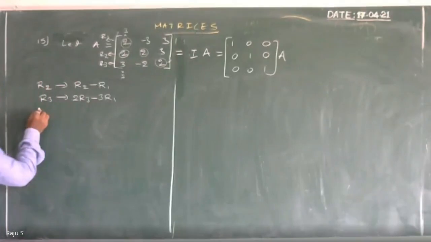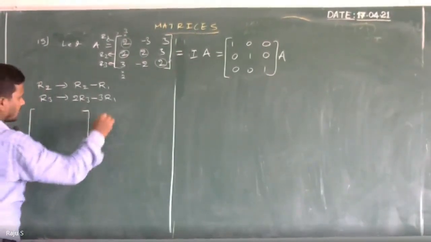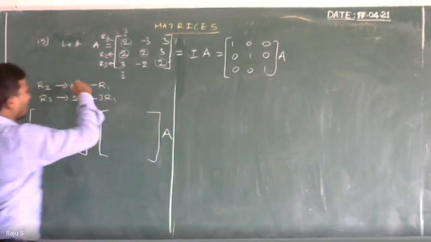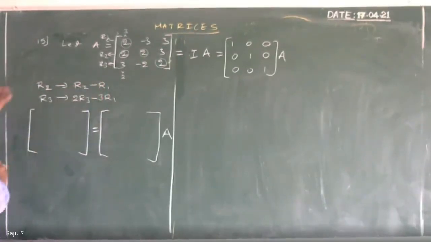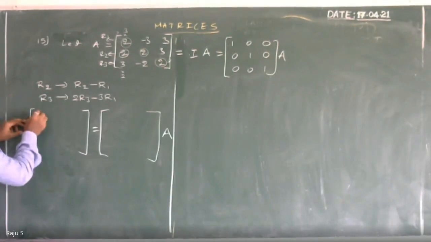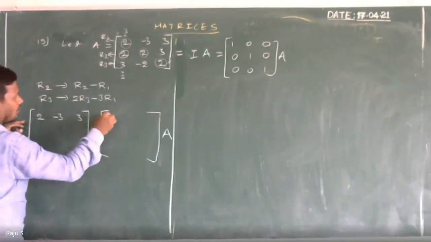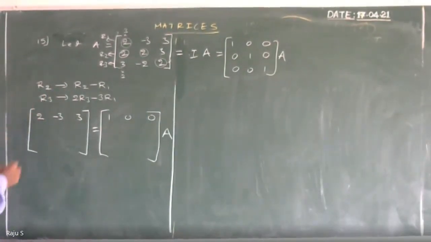Okay, so here the LHS becomes, see, in both the transformations R1 remains the same. I'm applying on R2 and R3. Okay, R1 remains same, so 2, minus 3, 3 here, and 1 0 0 is the same. Now R2 and R3 will be changed. Immediately we can write these two values are 0.